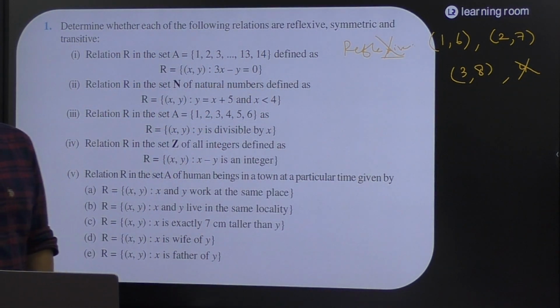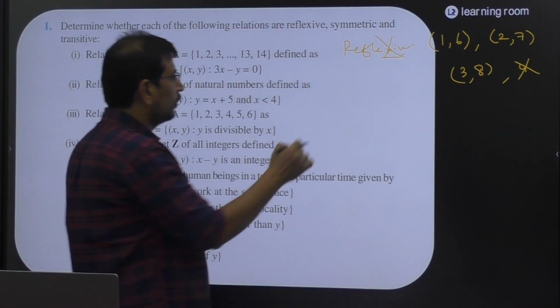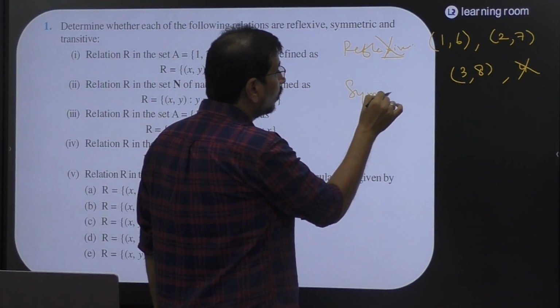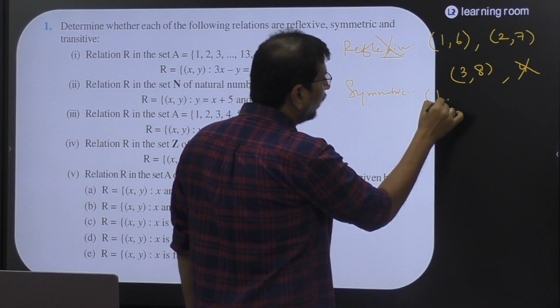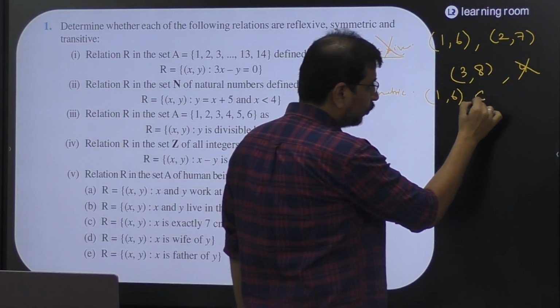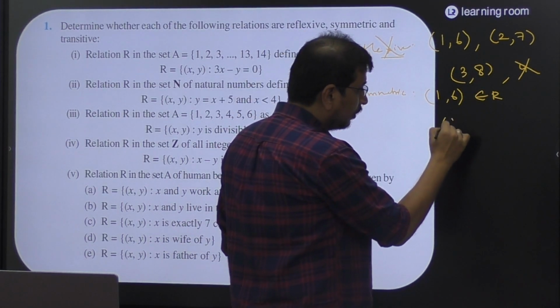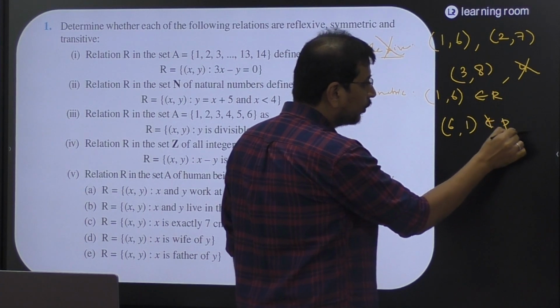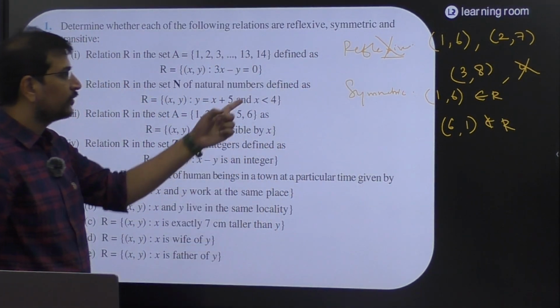So what about symmetric? It's not symmetric. If I have 1 comma 6 belongs to R, but 6 comma 1 you can never find. It does not belong to R, because they say the input value itself must be less than 4.